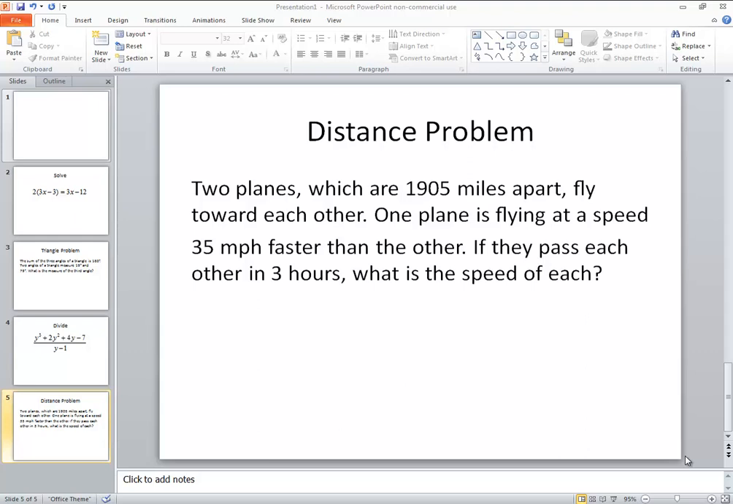Let's take a look at this distance problem. We've got two planes which are 1,905 miles apart, fly toward each other. One plane is flying at a speed 35 miles per hour faster than the other. If they pass each other in 3 hours, what is the speed of each?